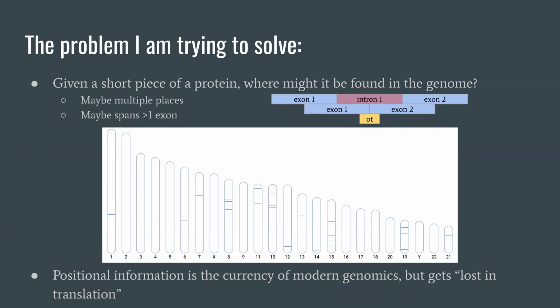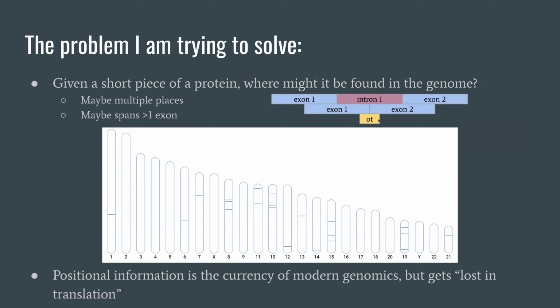So here's the main problem I'm trying to solve. Given one of these smaller bits or a short piece of protein, where might it be found in the genome? And there are several important scenarios to consider. One is that there may be multiple copies of a gene in the genome, and that's illustrated here, where maybe each tick mark indicates a place that a gene or a short segment of a gene might be located across the 23 chromosomes in the genome.